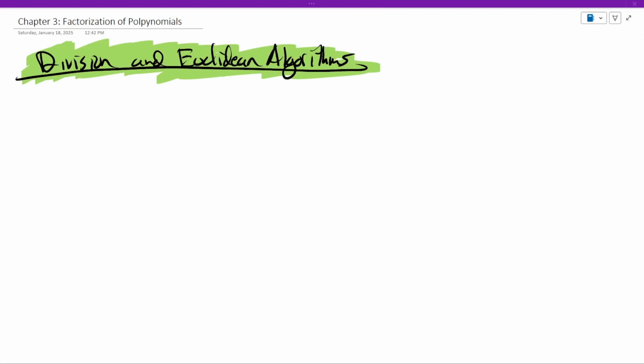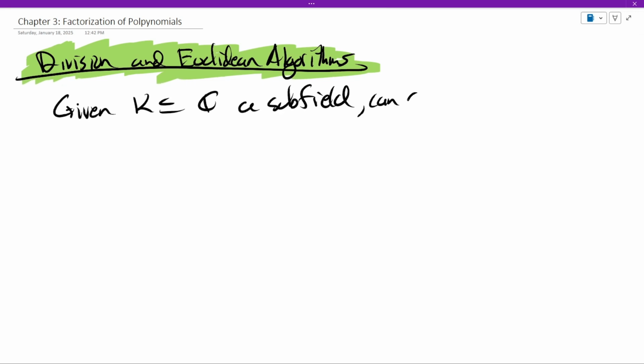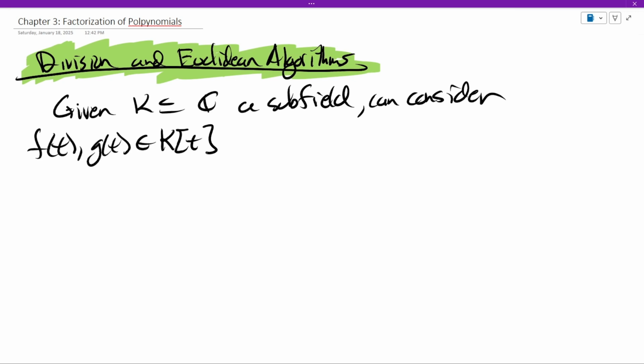All right, we're going to begin chapter 3 with kind of a reminder section. So, throughout the entire chapter, K is just going to be a subfield of C. We can consider polynomials, let's say P of T. Actually, I'm going to keep the notation in the book. They use F and G. It's polynomials over K.